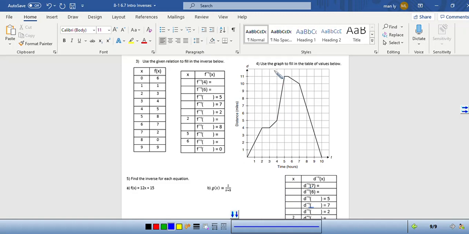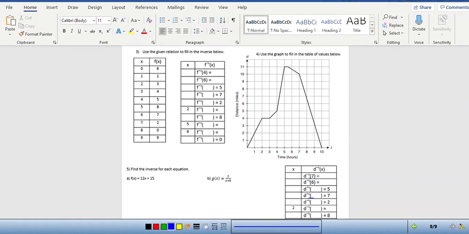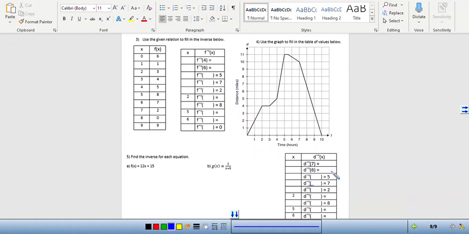Okay, so the problem is saying use the graph to fill in the table of values below. So pretty much we're doing the same thing here, except this time they gave us a graph. Okay? And we need to answer these questions. So to answer these questions right here, it's easiest just to make a table of values. So let's go and do that. Let's do the table of values.